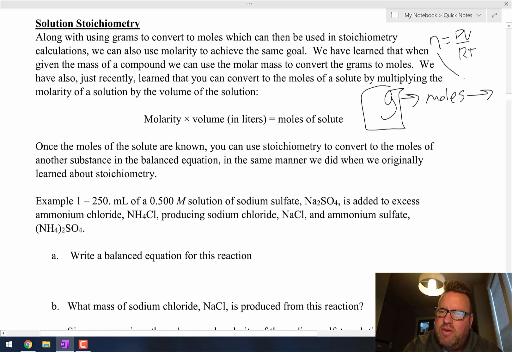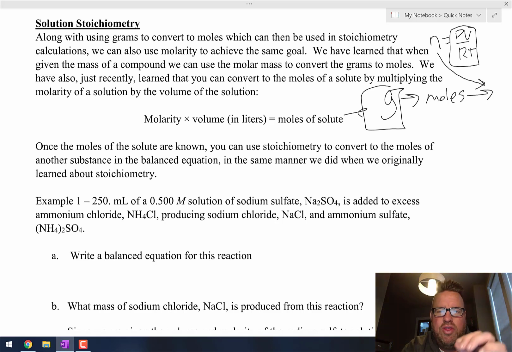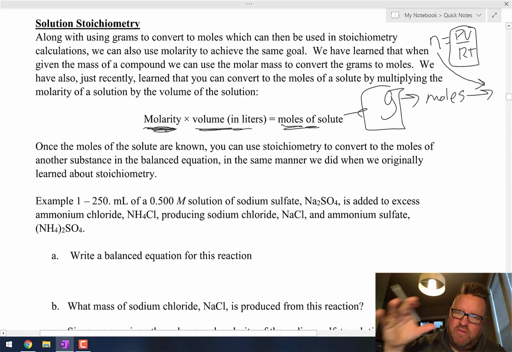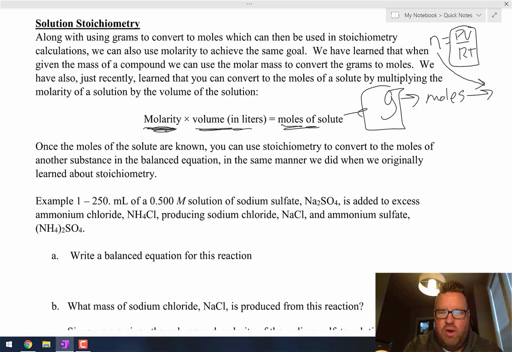Once you have those moles, you can use the balanced equation to convert from moles of one thing to moles of something else. So you can start with grams, or with pressure, volume, and temperature, and you can find moles either way. We've also learned that with solutions, when you take the concentration, the molarity, and multiply by the volume in liters, you also get moles. It's the moles of the solute, the stuff you're dissolving in the water.